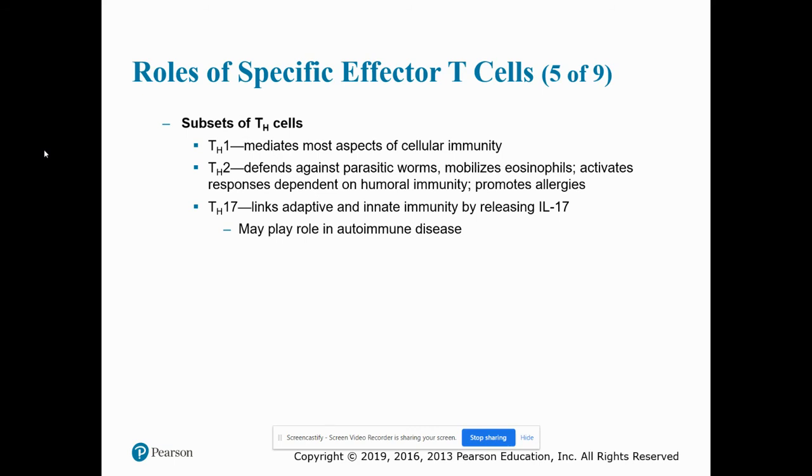There are some subsets of Th cells, and I'm not going to ask you to memorize which number corresponds with which function. I would like you to know the functions in general, though. So Th1 cells mediate most aspects of cellular immunity. Th2 defend against parasitic worms, promote allergies. Th17 links the adaptive and innate immunity by releasing interleukin 17, and it may also play a role in autoimmune disease. And remember, autoimmune disease is where the body is attacking self-antigens.